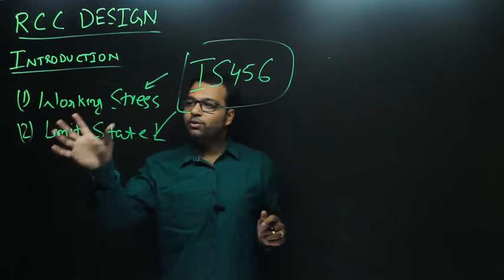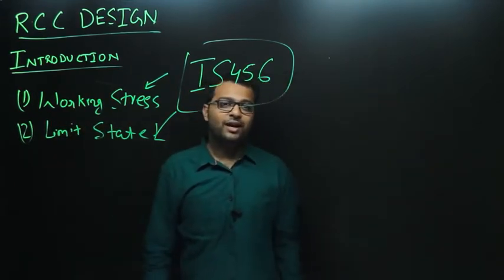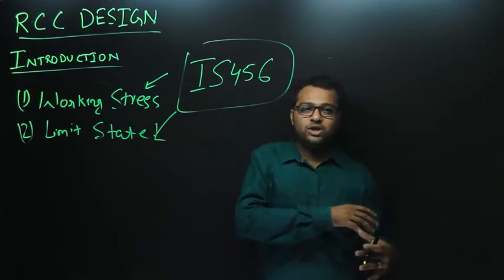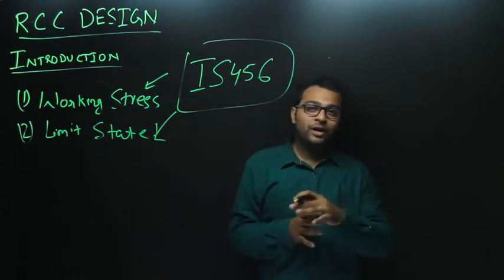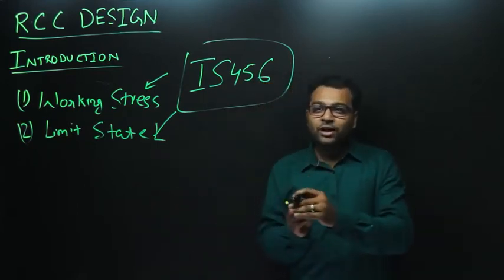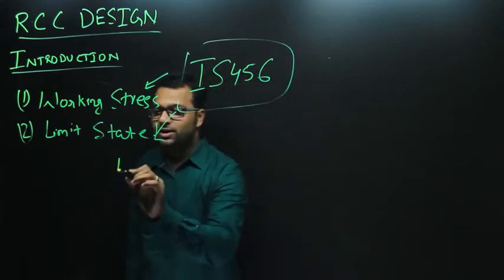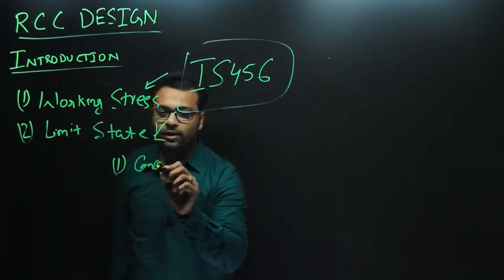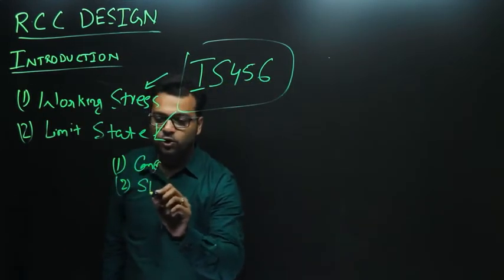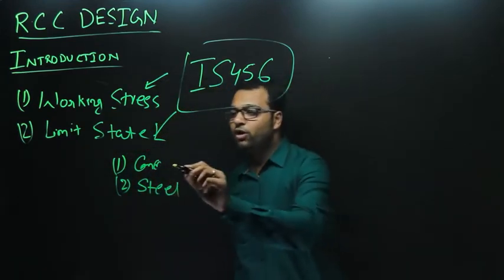Now, what is the difference between working stress and limit state? In working stress, the load which is applied on the structure is kept as it is. We do not increase or decrease the load. We keep the load as it is, and we reduce the property of the material. Material means we have concrete and steel. So we apply a factor of safety and reduce the property of the concrete.